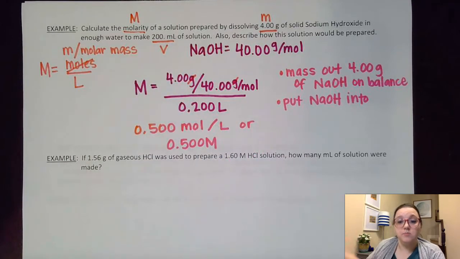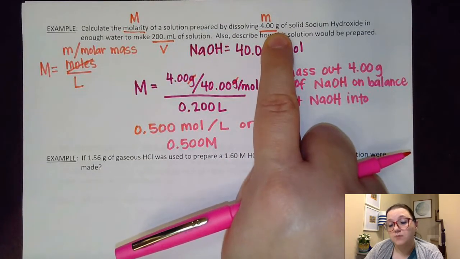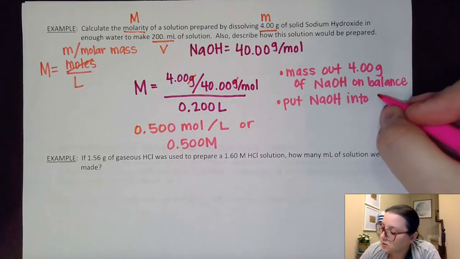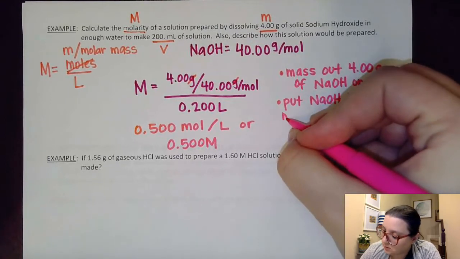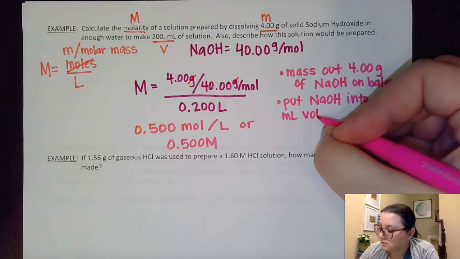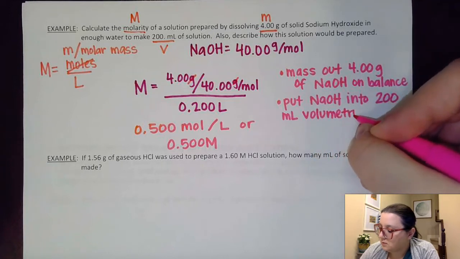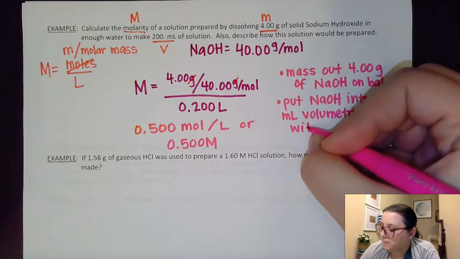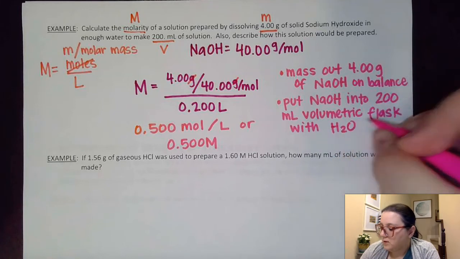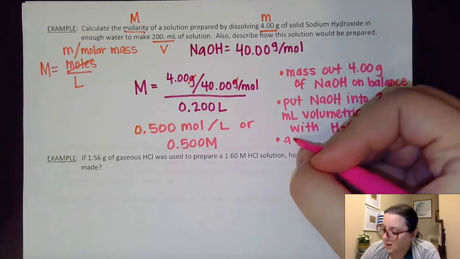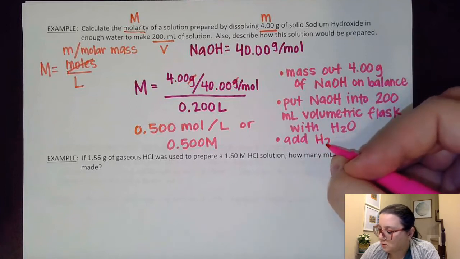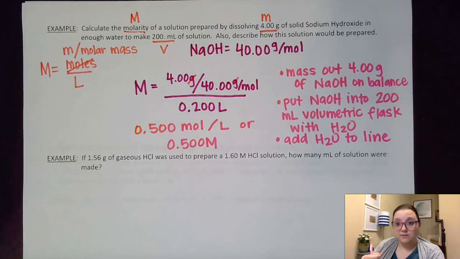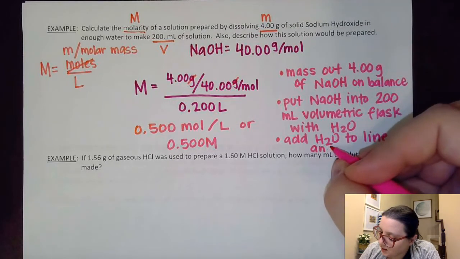If I had a bigger volumetric flask, then I would need a bigger amount of grams in order to accommodate for that same molarity, that same concentration. So I am going to use a 200 milliliter volumetric flask with some water. So then, last but not least, I add water to the line, and what I mean is that etched line that's on the neck of the flask, and then we mix.